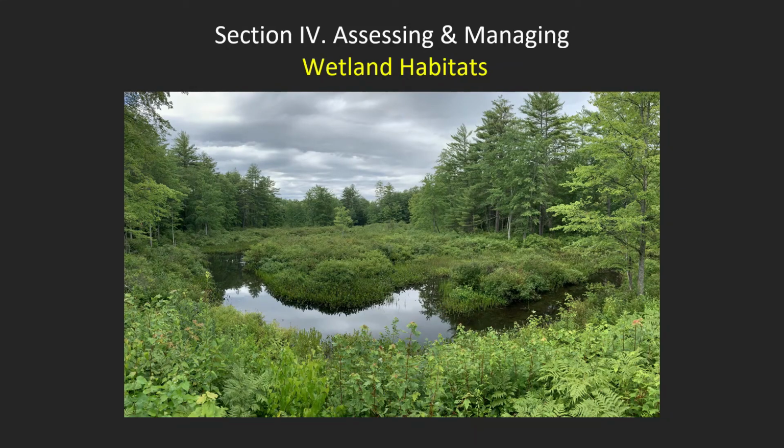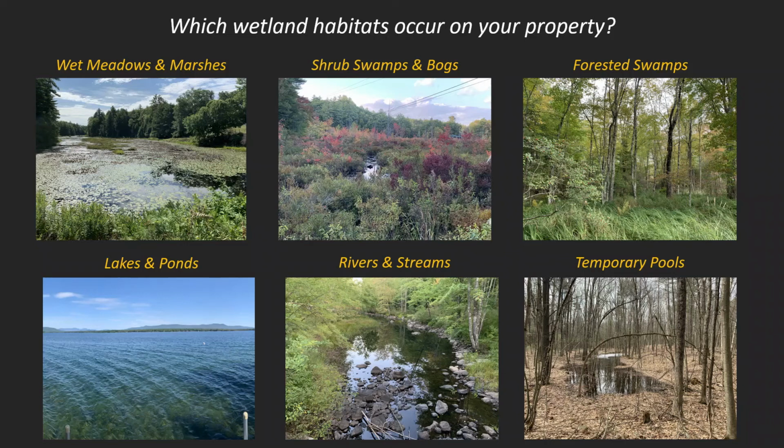Okay, I'll finish this presentation with considerations for assessing and managing wetland habitat types. There are many different types of freshwater wetlands that occur in New Hampshire. Wetland types are identified by differences in the amount and type of vegetation that covers the wetland surface, and by whether they periodically dry up or remain permanently inundated.